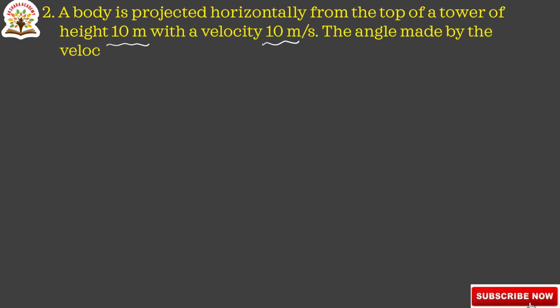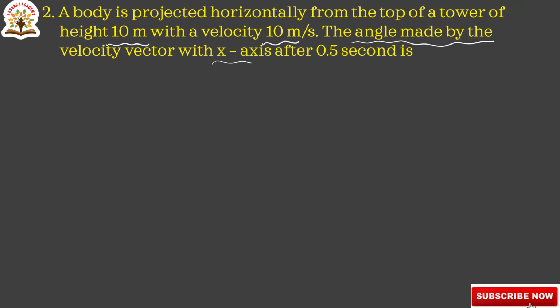Second question. A body is projected horizontally from the top of a tower of height 10 meters with a velocity 10 meters per second. The angle made by the velocity vector with x-axis after 0.5 seconds is. Here the given height is 10 meters and velocity is also 10 meters per second. You have to find out the angle made by the velocity vector with x-axis after 0.5 seconds. Let us go to the solution.